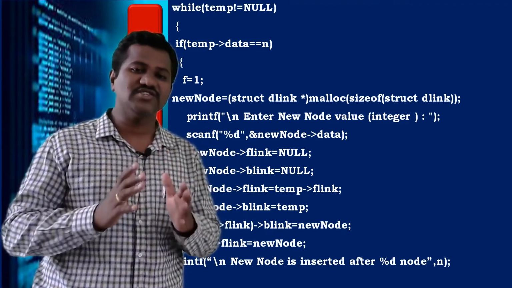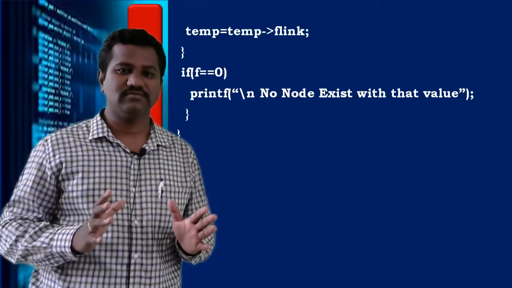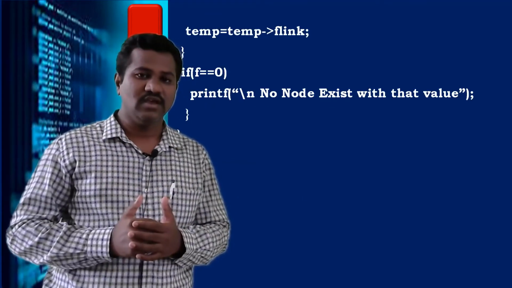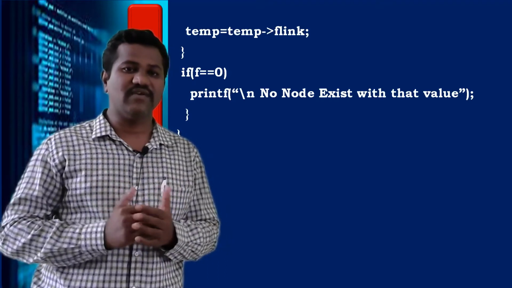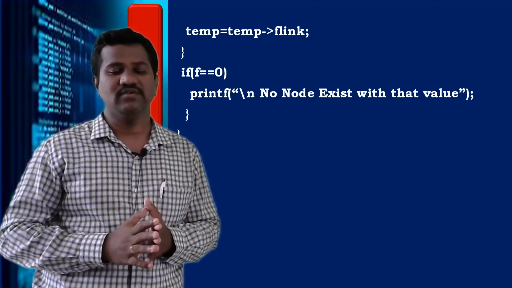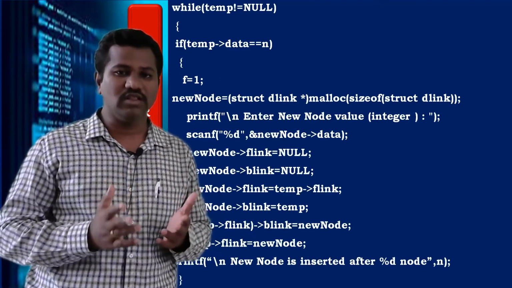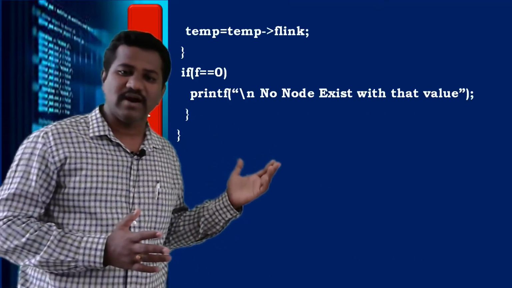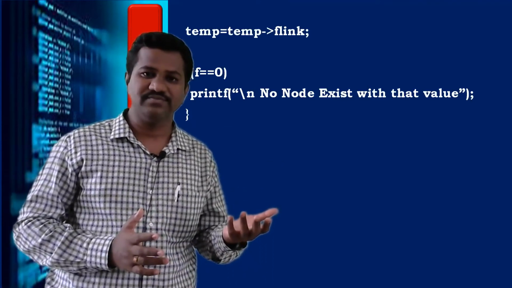Suppose a match is not found with any data part, then it does not enter the if part. If it does not enter the if part, the value of f is not going to be changed. If a match is not found with all the nodes, it does not enter the if part, and the value of f is not going to be changed.